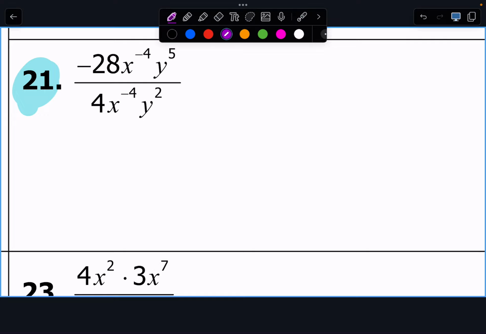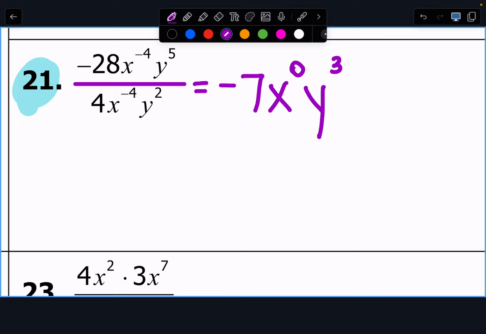This fraction bar means what is our operation? It's division. What's negative 28 divided by 4? Negative 7. Let's subtract our exponents. What's negative 4 minus negative 4? 0. What's 5 minus 2? 3.